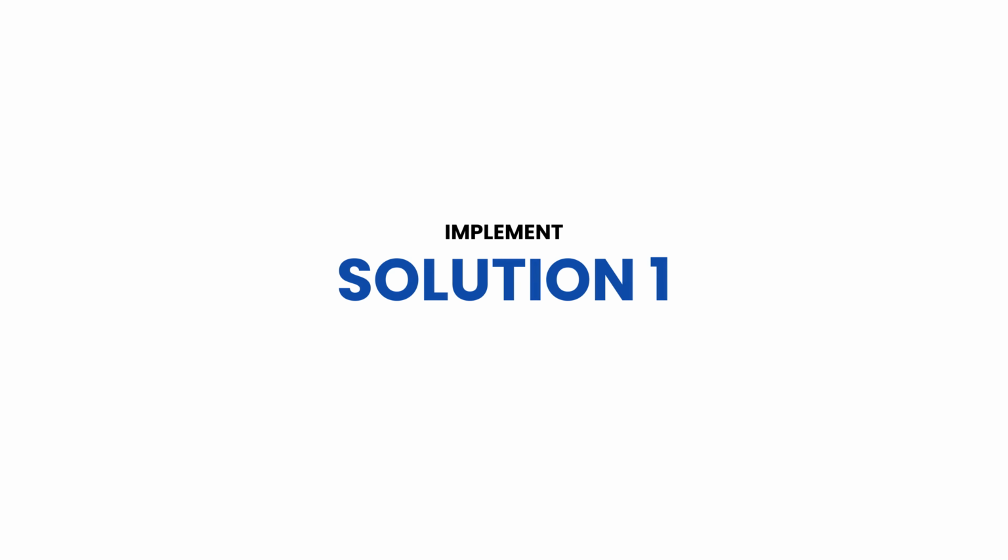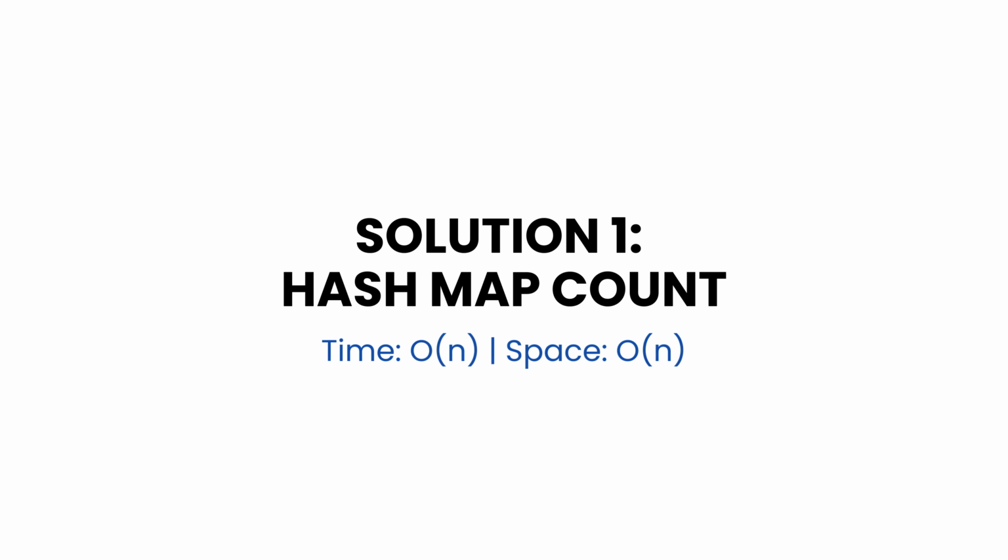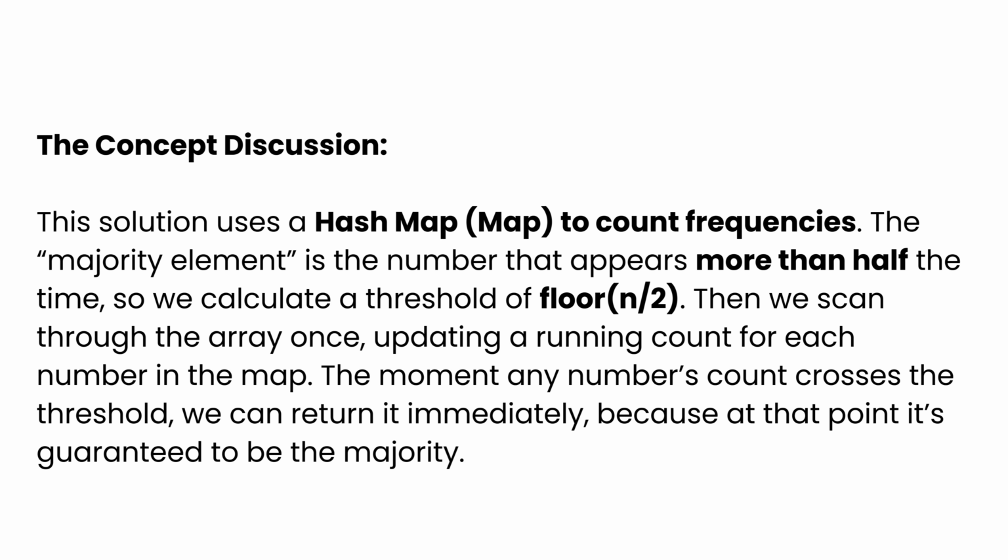Let's try to implement it using solution 1. Time complexity is O(n). Space complexity is O(n). This solution uses a hash map to count frequencies. The majority element is the number that appears more than half the time. So we calculate a threshold. The threshold is floor of n divided by 2.